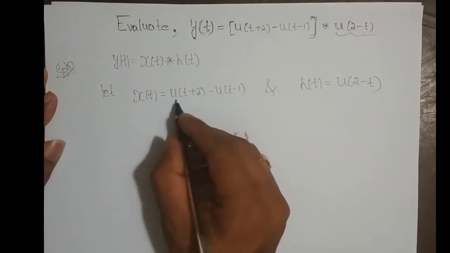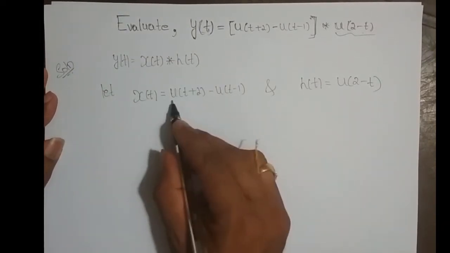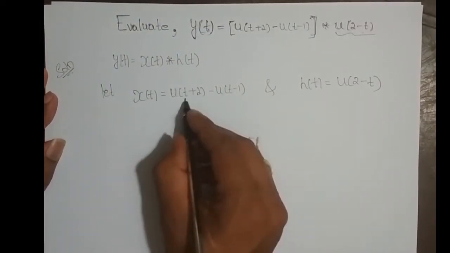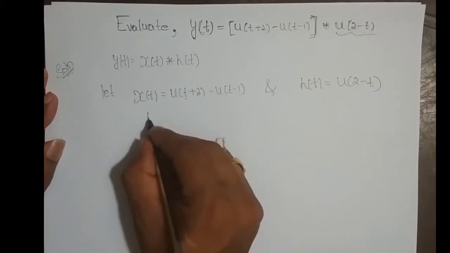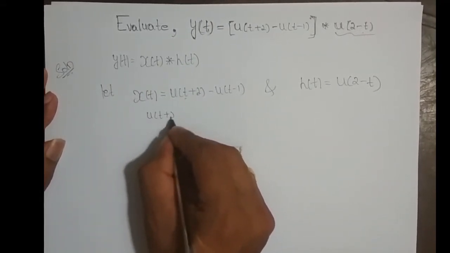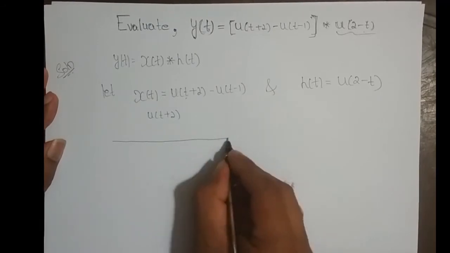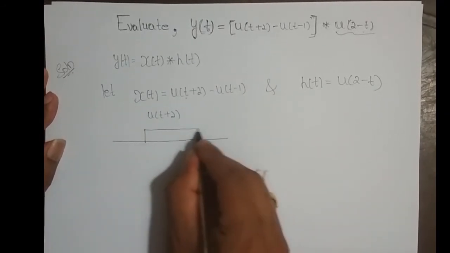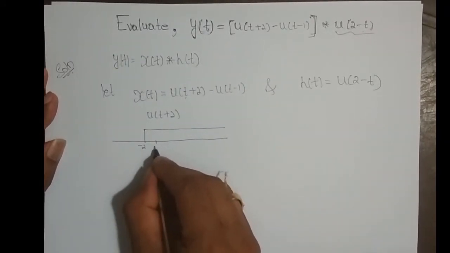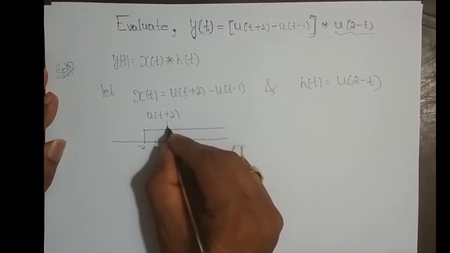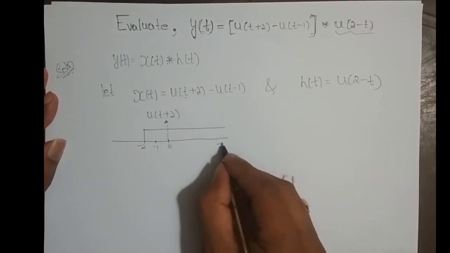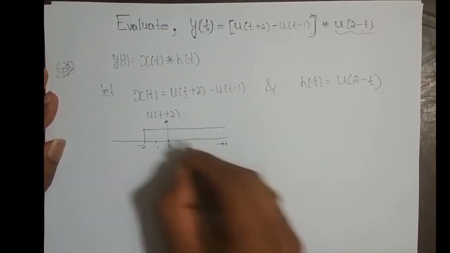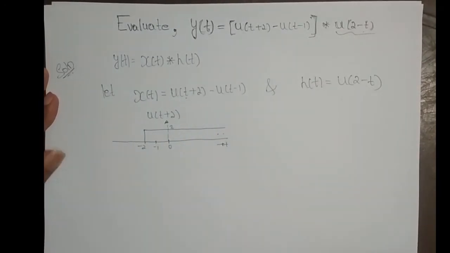Okay, so this x of t input signal is what? The combination of these two, right? So we'll plot these two and then subtract. How does u of t plus 2 look like? This is nothing but u of t shifted left 2 times, right? So if this is minus 2, minus 1, this is 0, this is at t equal to 0, right? So this goes up to infinity and its amplitude is 1.